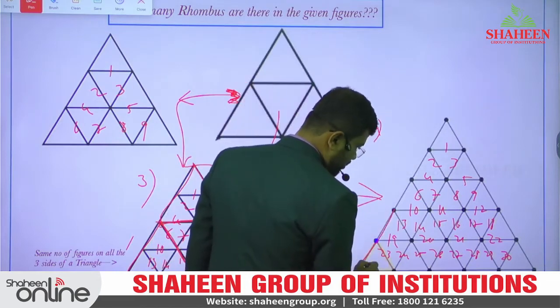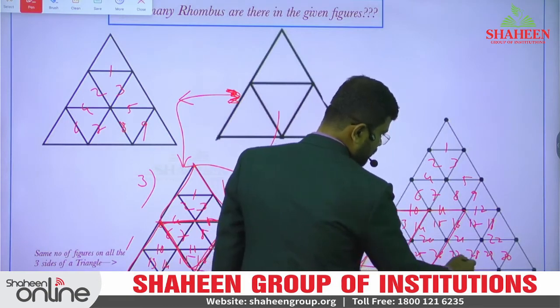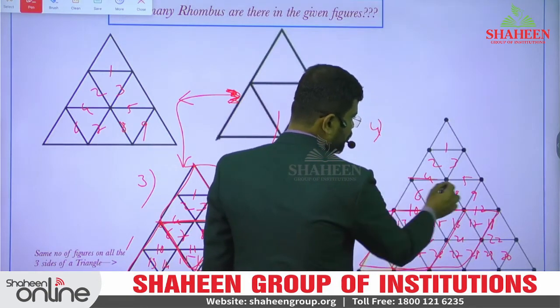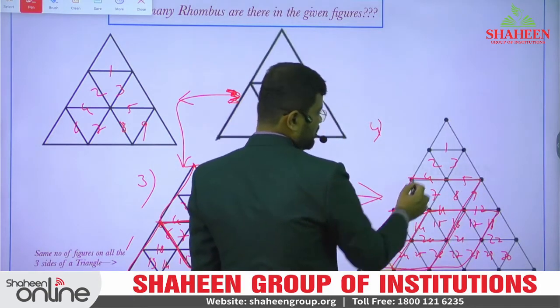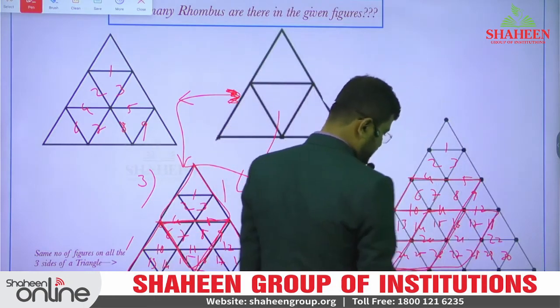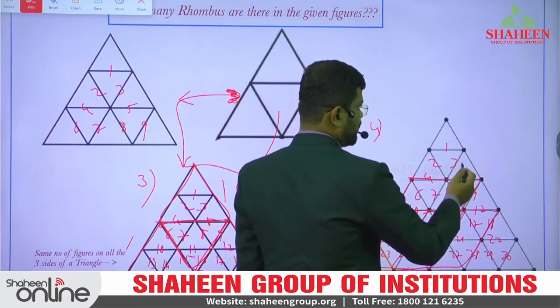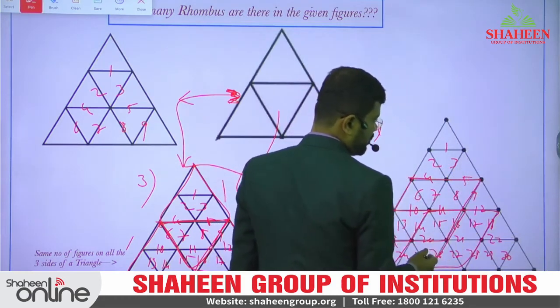Okay. This is 1. This is 2. This is 3. How many are there? 3. Yes. Now this I have seen from this side. This is nothing but what? From northeast.